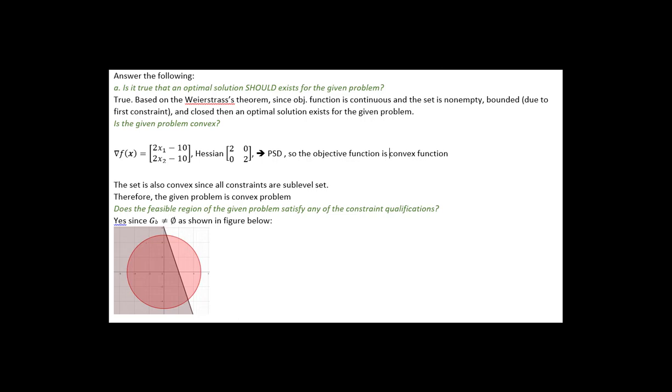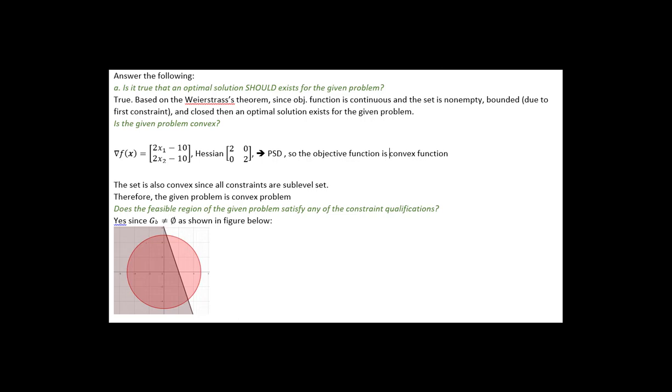Now, of course, you have to prove it, but please remember, when you have a positive square, then it should be convex. Okay? It should be convex. Because if you take the Hessian, what will you get? 2, 0, 0, 2. Yes, 2, 0, 0, 2. So we're minimizing a convex function.